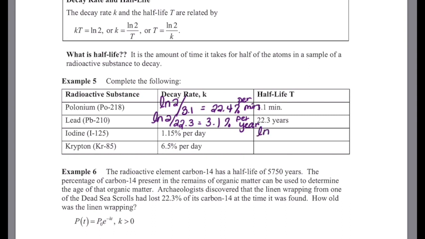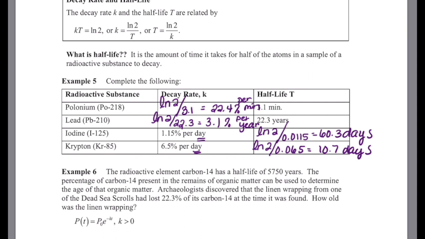For iodine, we're going to take the natural log of 2 and divide it by its percent, which we turn to a decimal, 0.0115, and that is about 60.3. Here it's per day, so days. So it takes 60.3 days for iodine for its half-life. And krypton decays at a rate of 6.5% per day. So if I take the natural log of 2 divided by 0.065, we get approximately 10.7 days for its half-life.